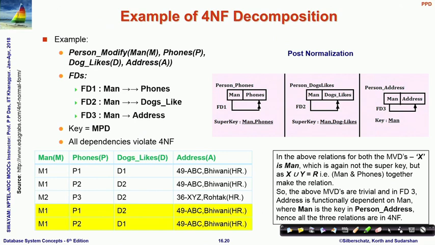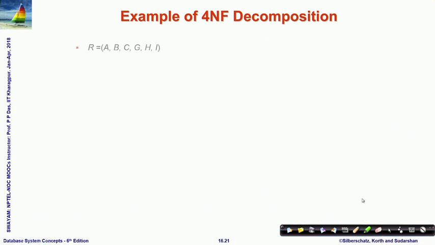And since it is multi-valued, man and phones together continue to form the key. Similarly, in the second one, man and dog like is the key, because you just have the multi-valued dependency, and given the same man you will have multiple dogs whom he or she likes. But in the third one, in the person address, where you have man and address, you have only man as the key, because man is a functional dependency that holds. So, this is a simple illustration of decomposition into 4NF.